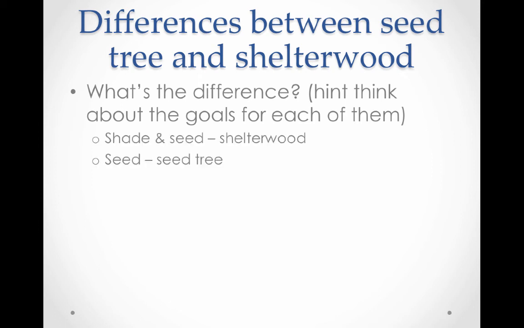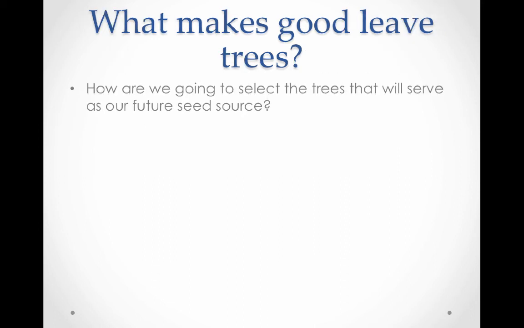Hopefully you wrote down that with the shelterwood, your goal is to produce both shade and seed, whereas with a seed tree, you're only focused on seed production. So what makes good leave trees? What makes good trees that we're leaving to produce seed, to produce shelter? And how are we going to select trees that will serve as our future seed source? Write down two aspects that you would look for when you are thinking about leaving these trees. So pause.